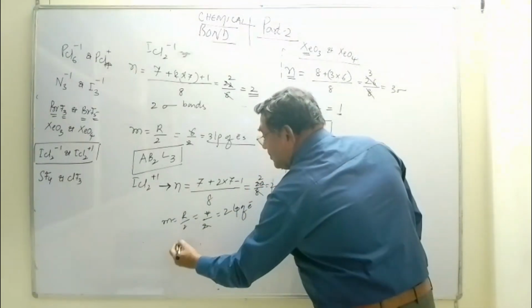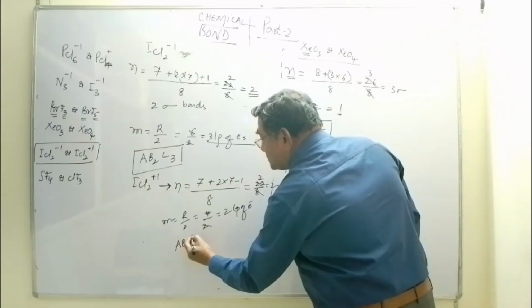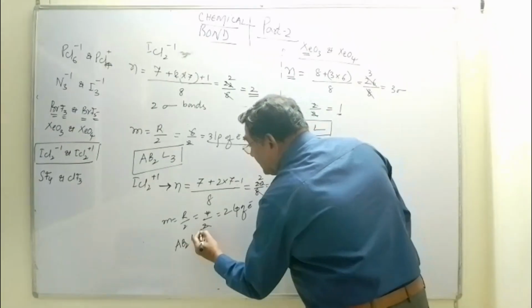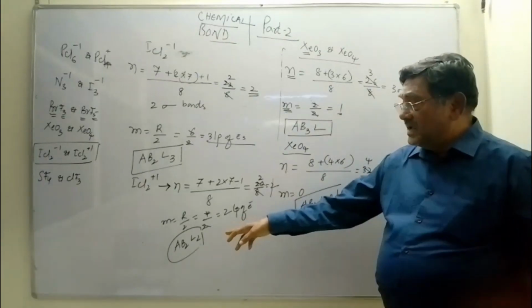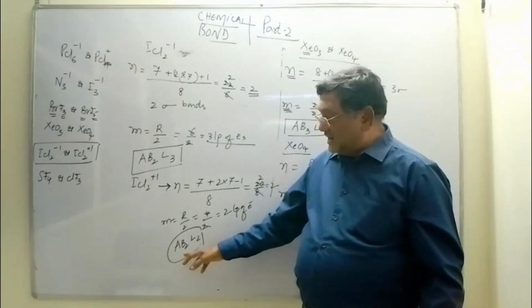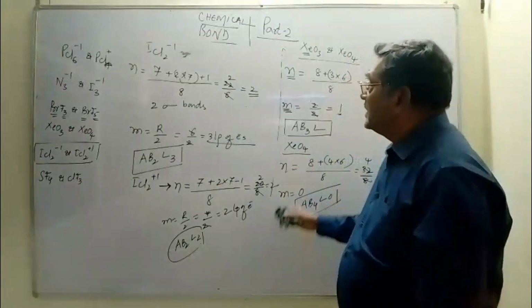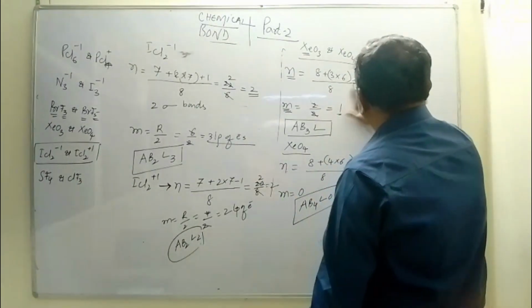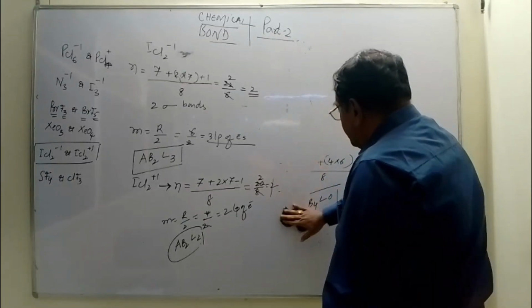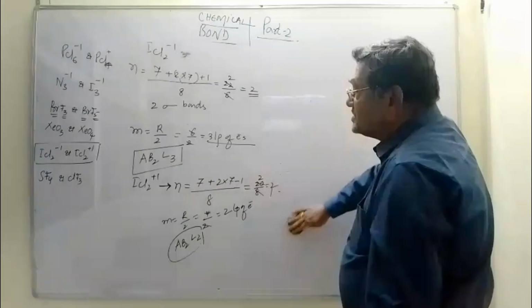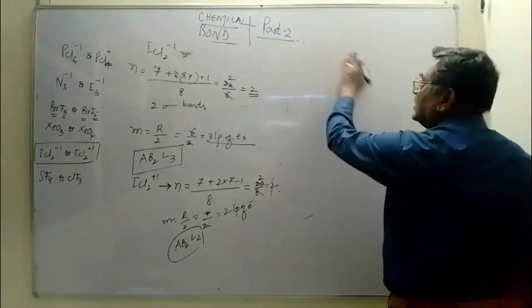Hence, we are going to have an AB2L2 type of molecule. What are you writing, AB2L2 type? L is lone pair, B is bonded atoms, A is the central atom. That we are going to do in the next session. Now, let's finish this part also.